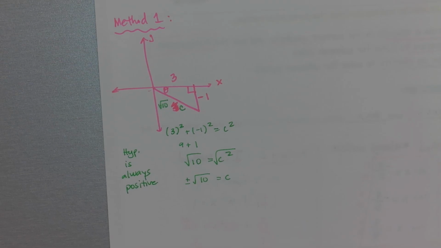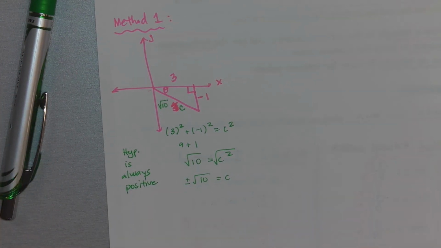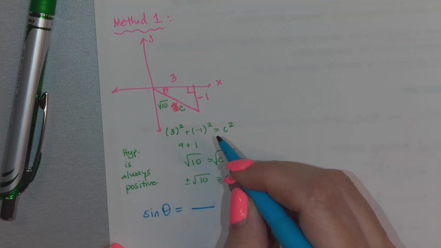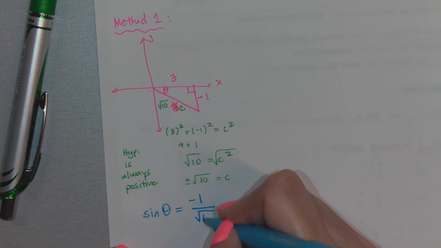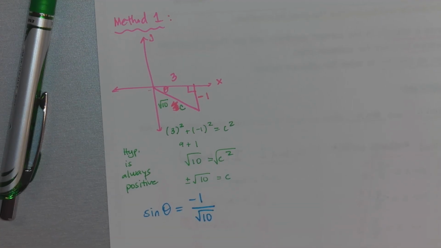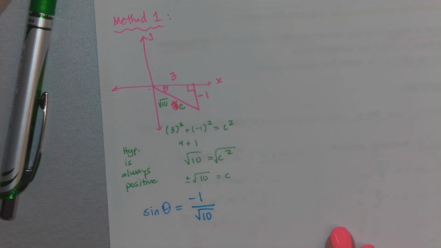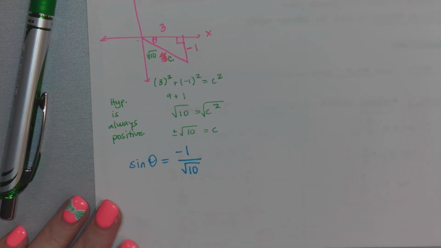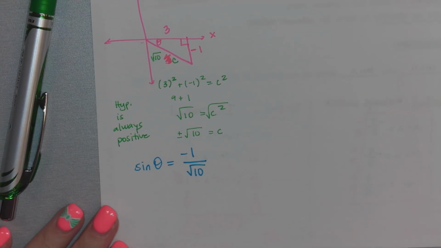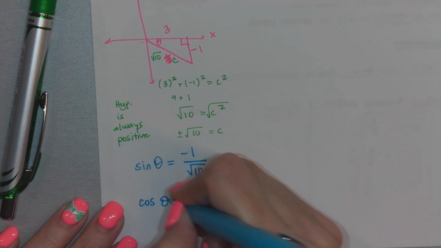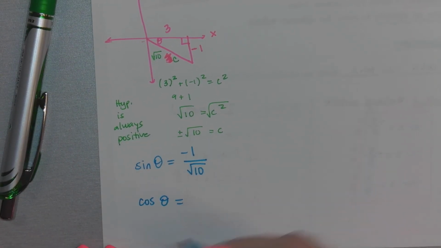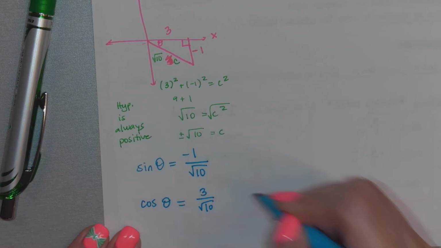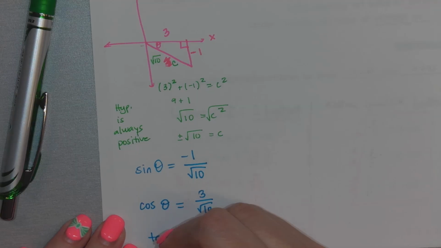Okay, so from there, we're going to write out the sine, the cosine, and the tangent. So the sine is the opposite over the hypotenuse, so -1 over root 10. Okay, you can leave it like this because your final answer is going to be simplified. If you want to simplify it here, you can, but you don't have to. You just have to make sure it's simplified at the end. Okay, so your cosine is adjacent over hypotenuse, and then your tangent was given.